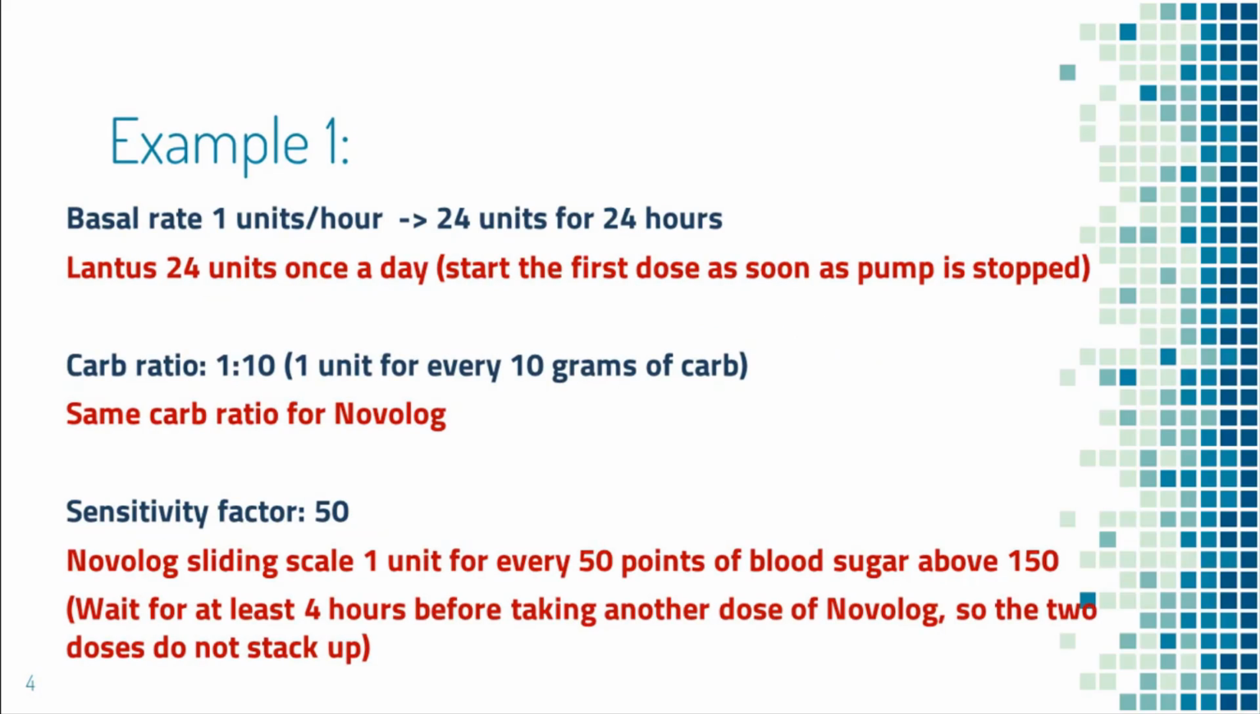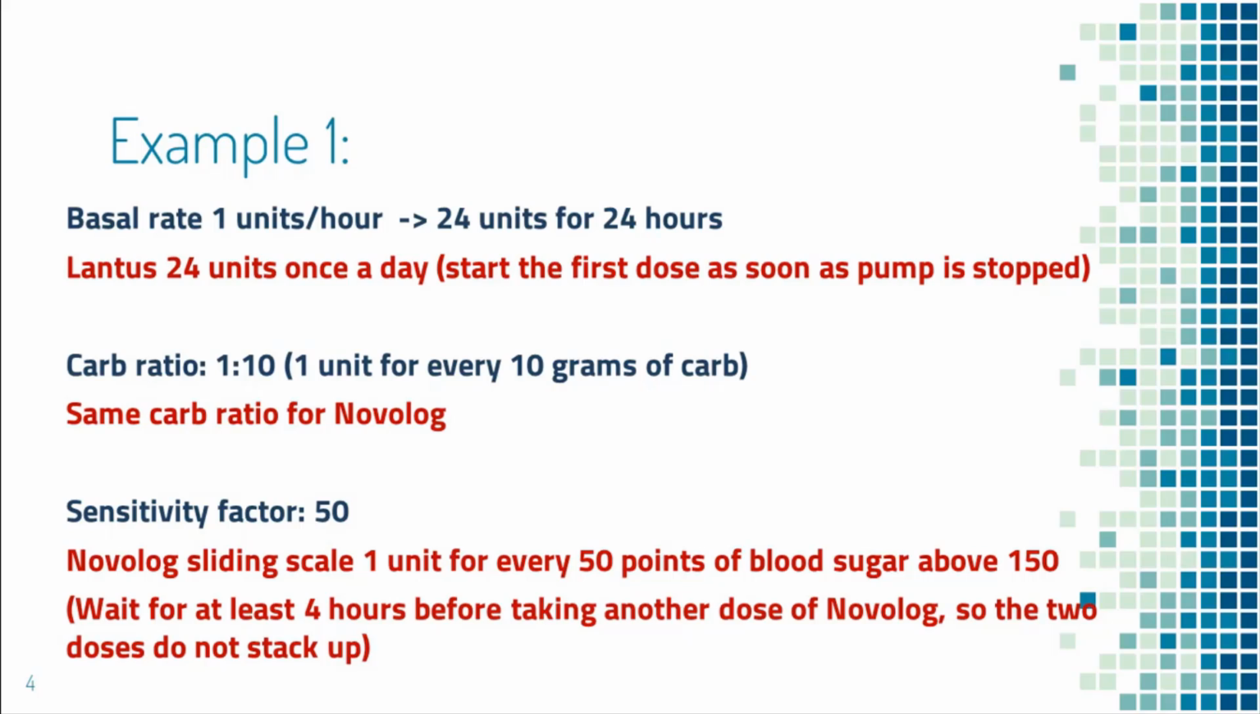Since he needs 24 units of insulin for 24 hours according to the basal rate, he should take 24 units of long-acting insulin every 24 hours. In his case, it will be 24 units of Lantus every 24 hours. And the first dose should be given as soon as the pump is suspended.